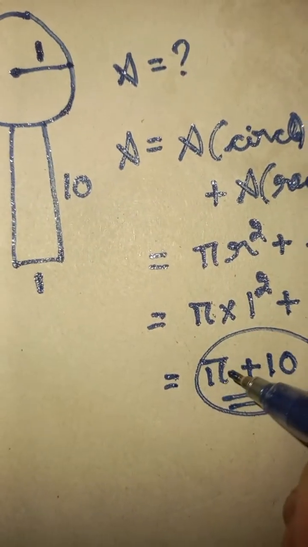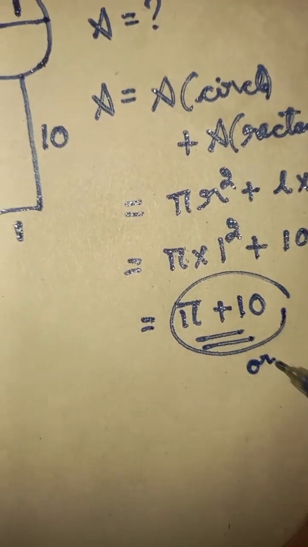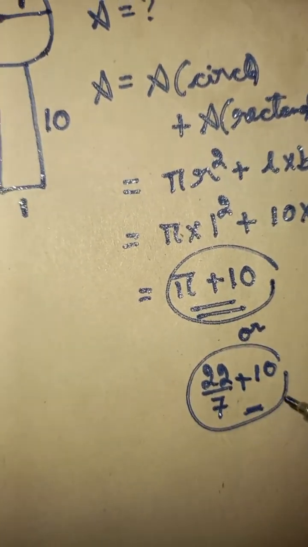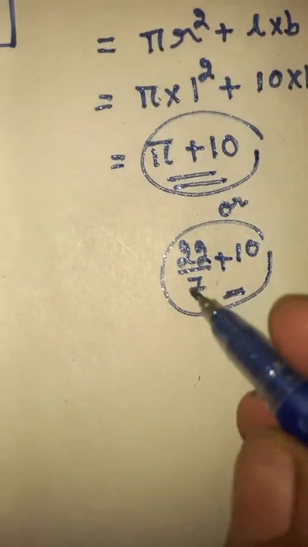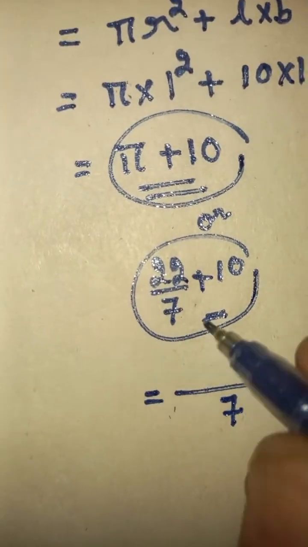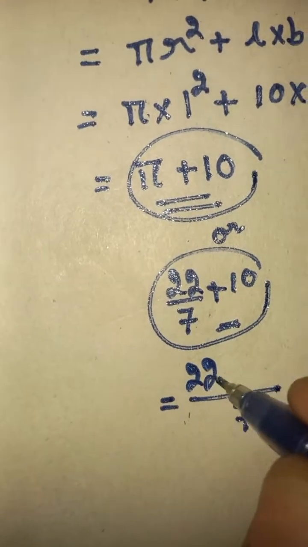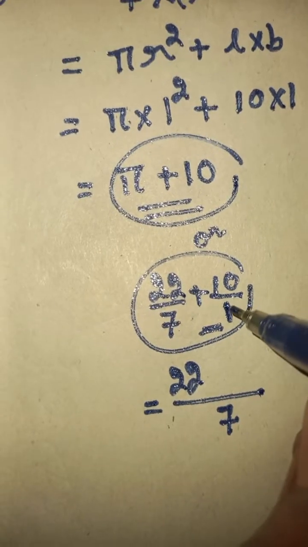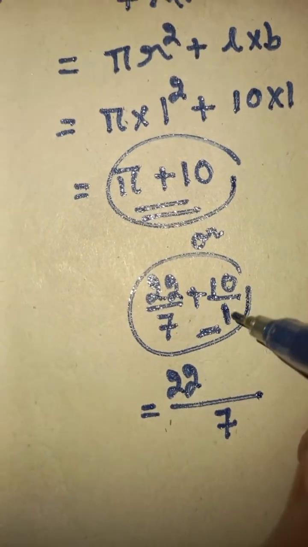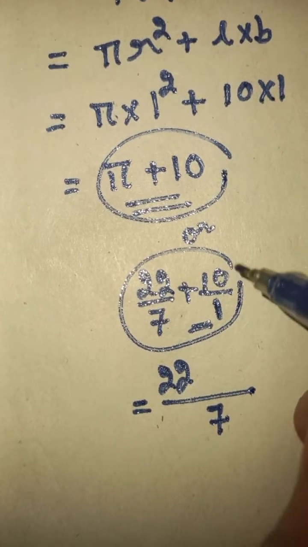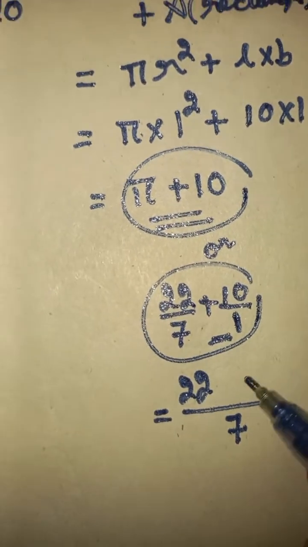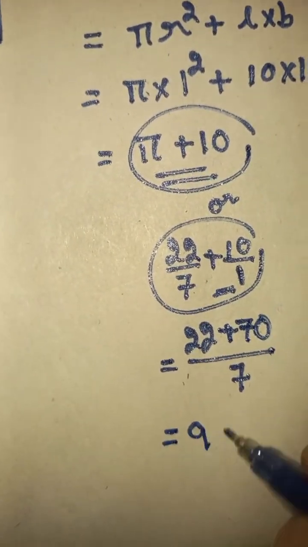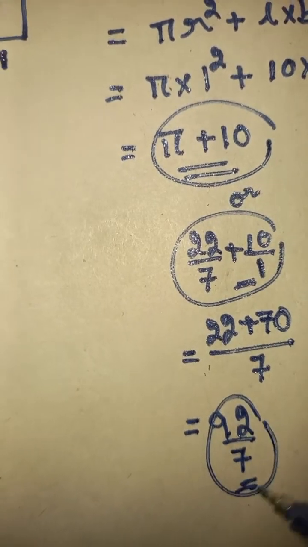If you want, you can simplify this. Instead of pi, you can write 22 by 7, plus 10, square units. For more simplification, take 7 as the common denominator: 22 remains above, and below 10 there is a denominator 1. When denominator 1 becomes 7, you multiply by 7, so 10 also needs to be multiplied by 7. 10 times 7 is 70. So 22 plus 70 becomes 92 by 7 square units.